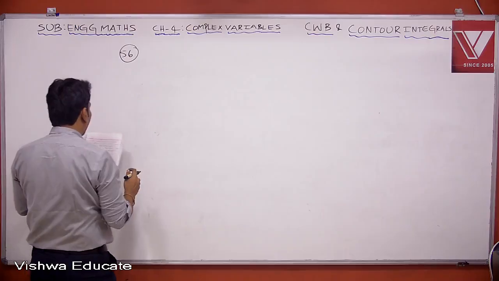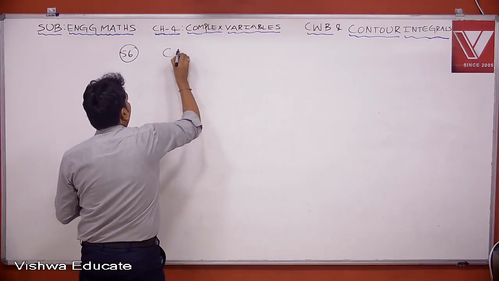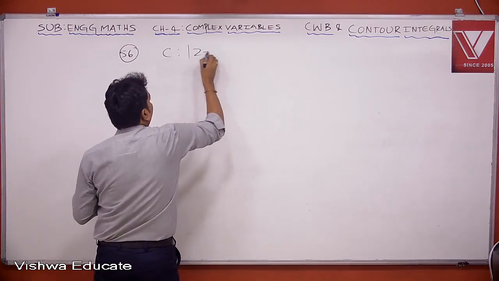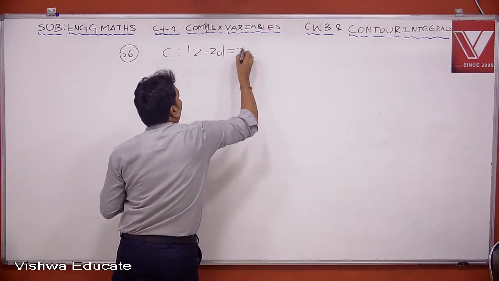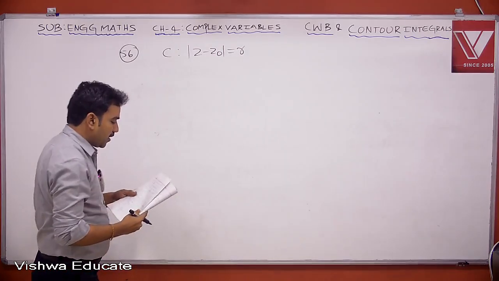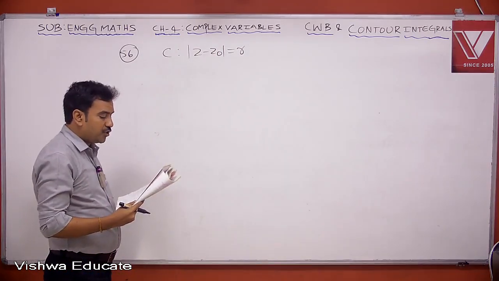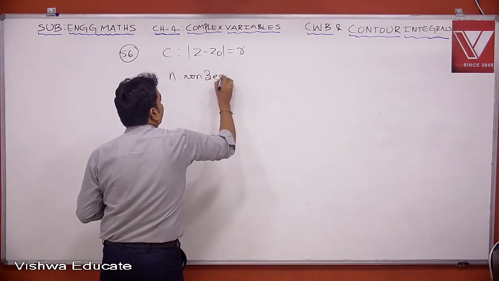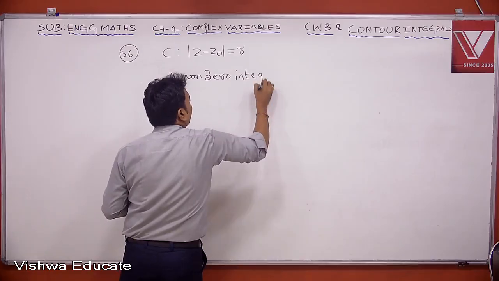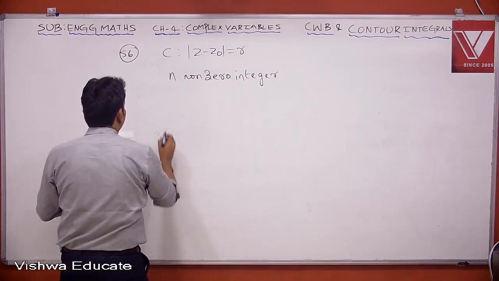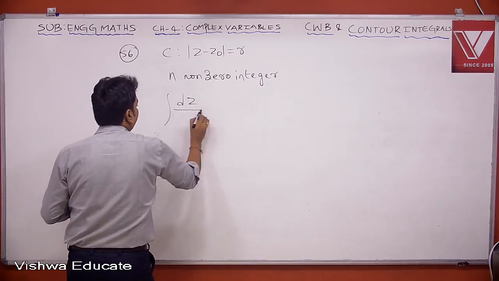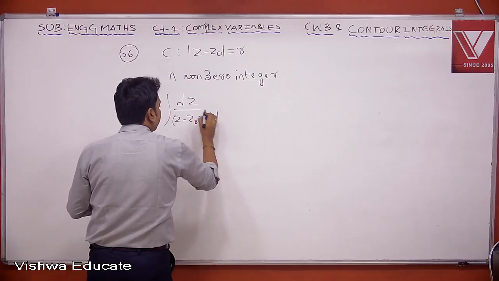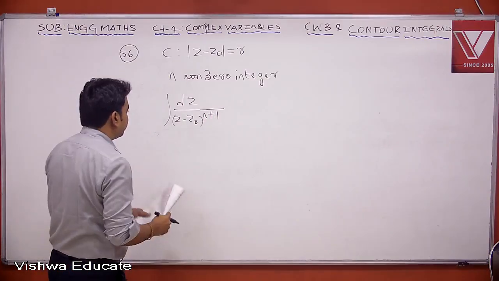If C is a circle of radius R with center z0, that means the circle C is modulus of z minus z0 equal to R in the complex plane. And if n is a non-zero integer, here n is a non-zero integer value. So in that case, what is the integral dz by (z minus z0) whole power n plus 1? We need to find this.